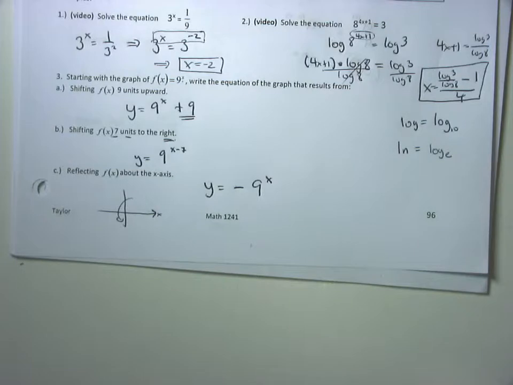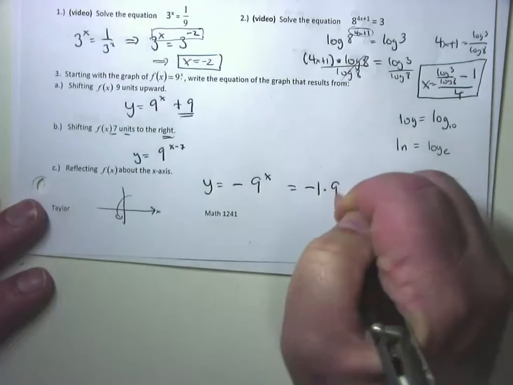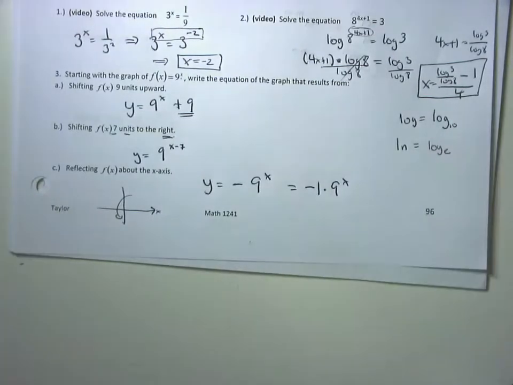Negative 1 times. Now, this is important because of order of operations. What is your order of operations? Number 1, you always do what? Inside parentheses first. Number 2, then what? Exponents. Number 3, then what? Very good for the one person that said it.